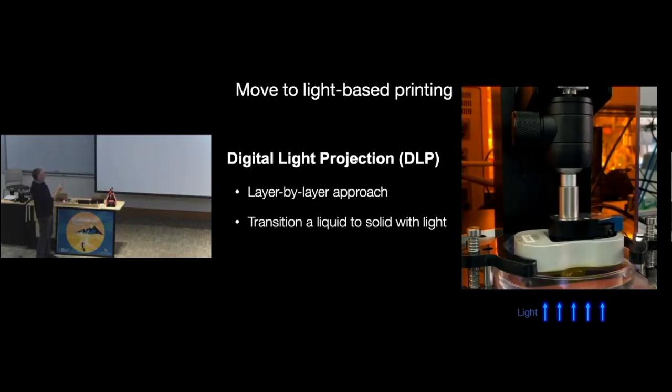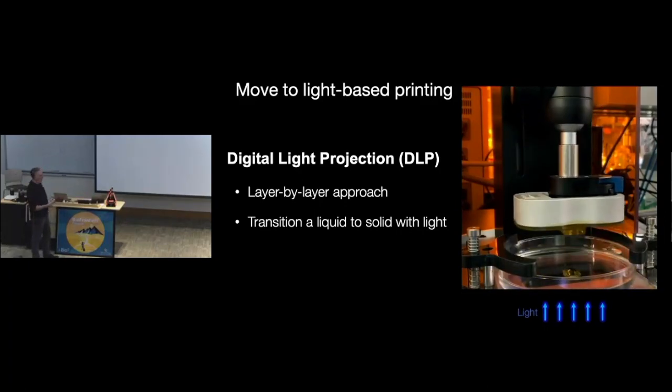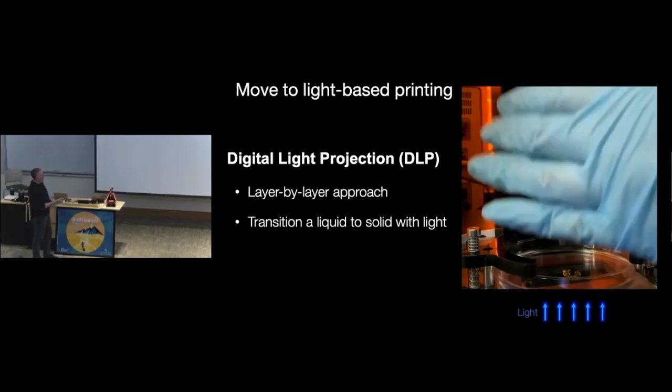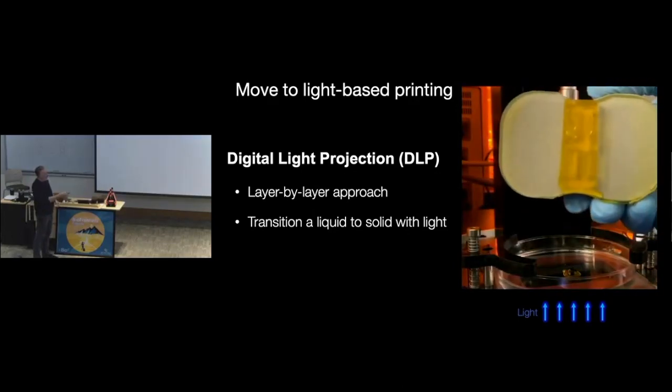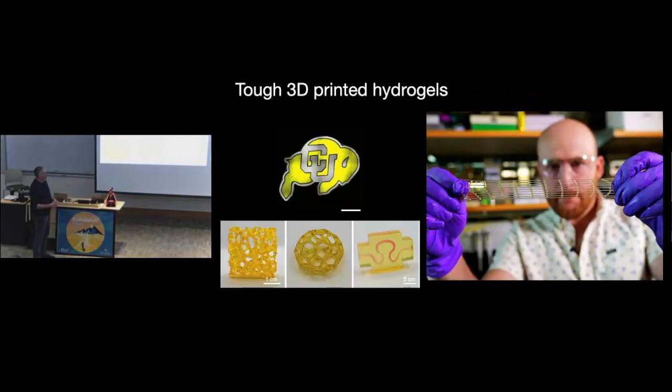This is called digital light projection, and it's a layer by layer approach, and it's all about light exposure. Light is great because you can really control where this material then changes. That's the object that's been 3D printed, and you can see it just sitting right there. Now that's the type of patch that we can print. So we were able to do this.